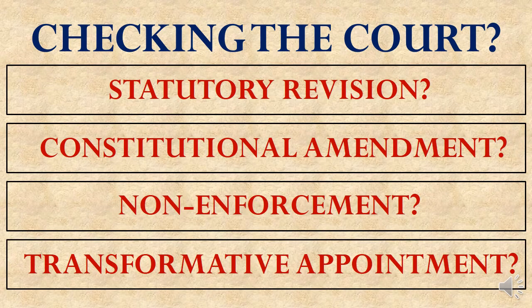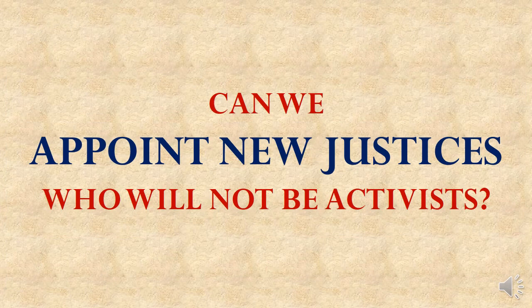Okay, so statutory revision isn't going to work, constitutional amendments aren't going to work, non-enforcement's not going to work. How about we try what we call a transformative appointment? What we mean by that is maybe we can appoint some new judges to the Supreme Court who will not be activists and not abuse their power. How about that?